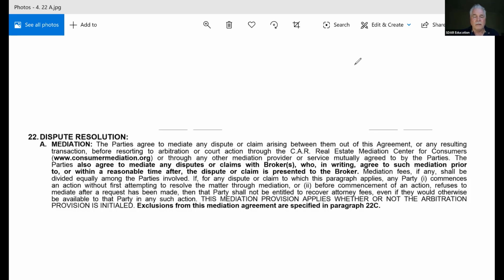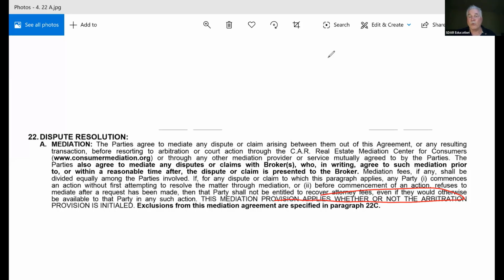So this mediation provision applies whether or not the arbitration provision is initialed. So it's mediation first, then either arbitration or litigation, either one, okay? But you got to mediate first. Is everybody good with that? Okay. So the only question that we could possibly have, whoa, we got a bunch of them, is what would happen if somebody tried to skip it?